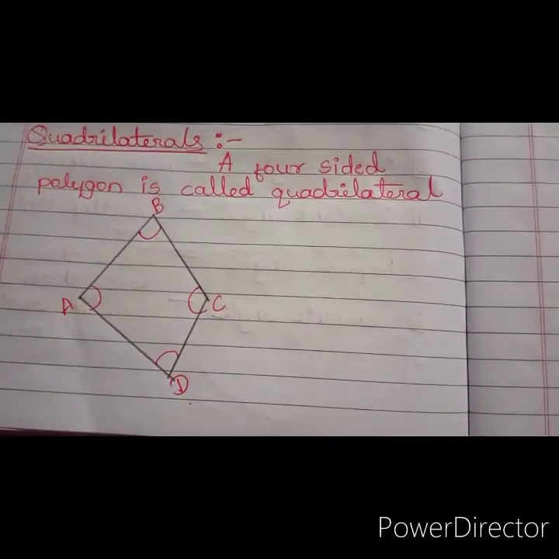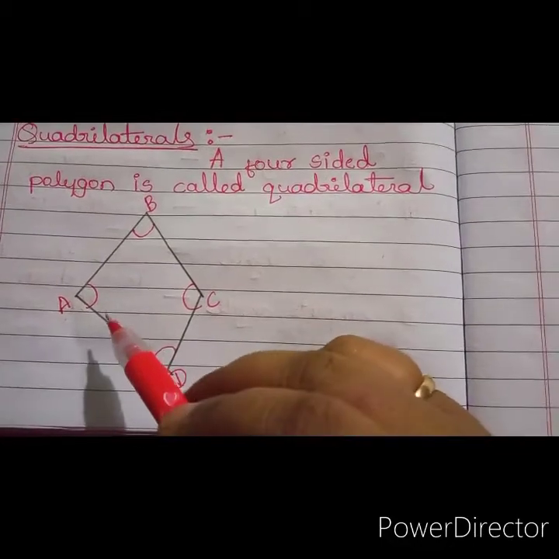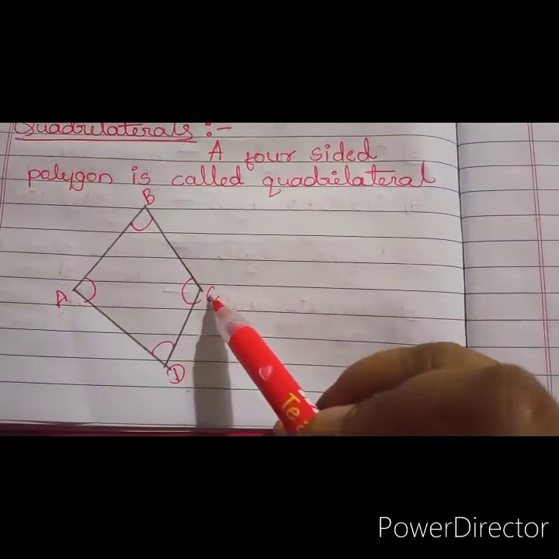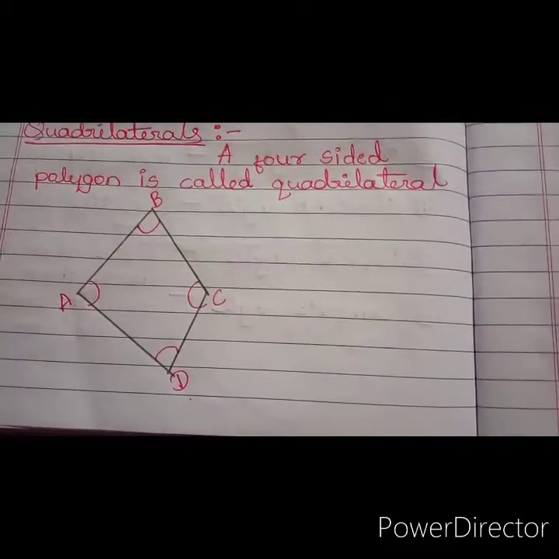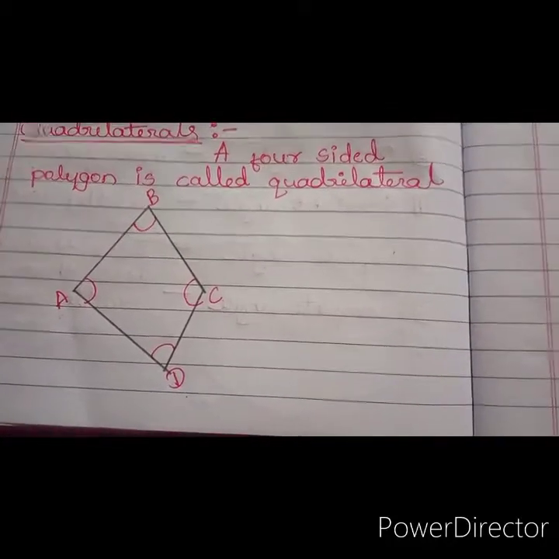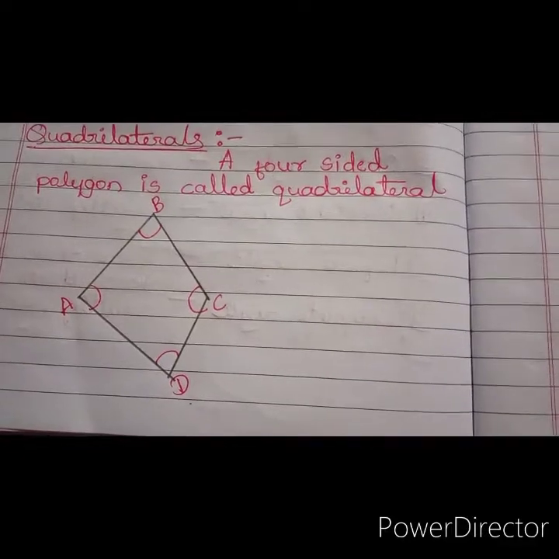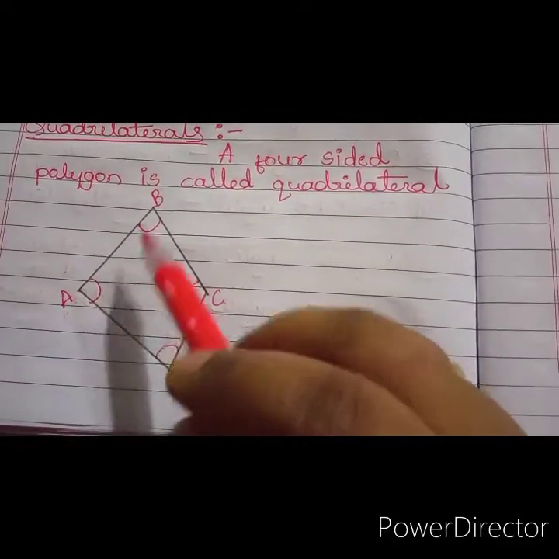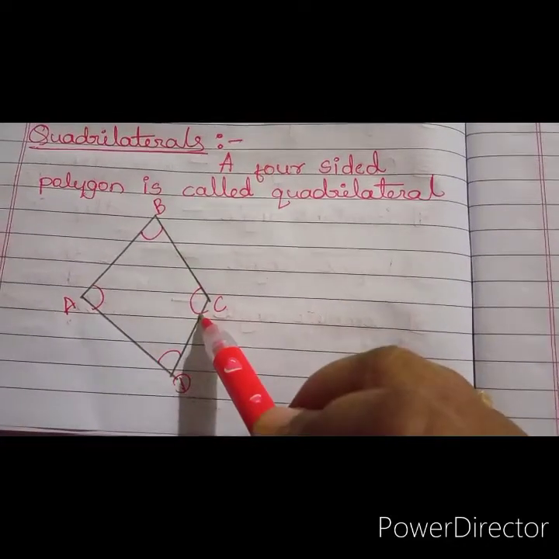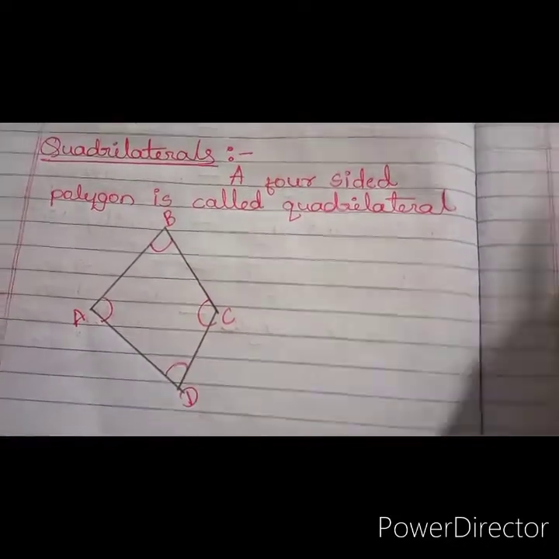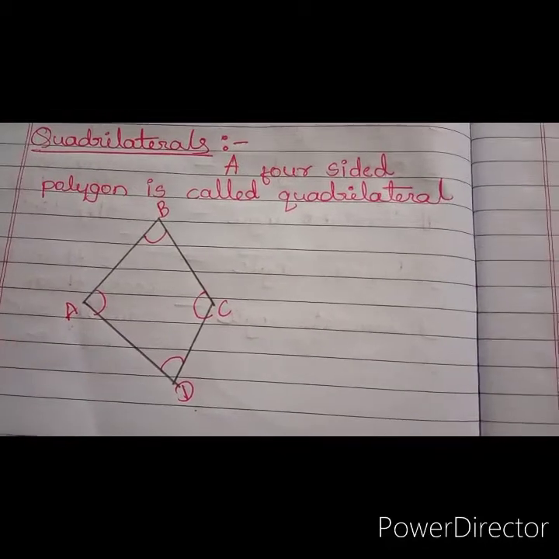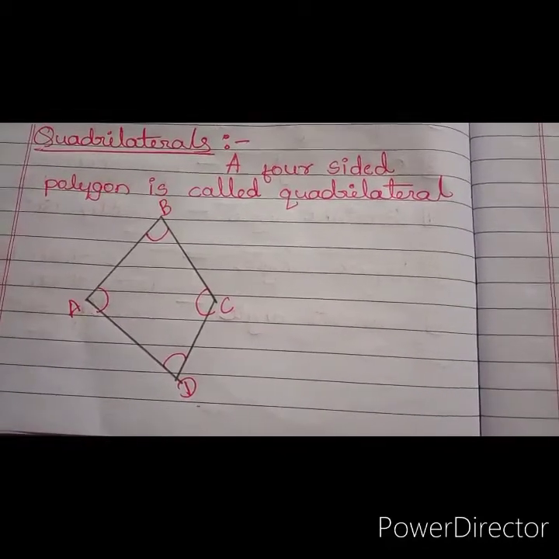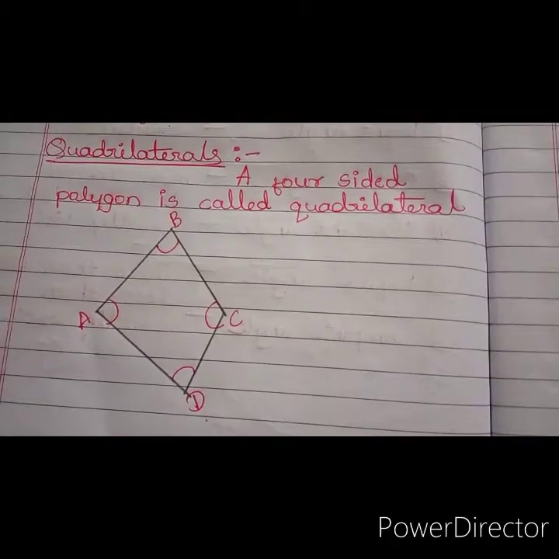Totally 4 sides. Same vertices: point A, point B, point C and point D. So totally 4 vertices are there: A, B, C and D. Next, angles: angle A, angle B, angle C and angle D. Totally 4 angles.